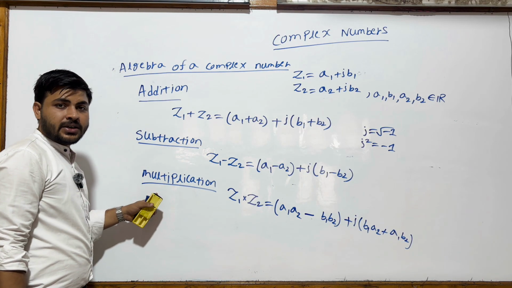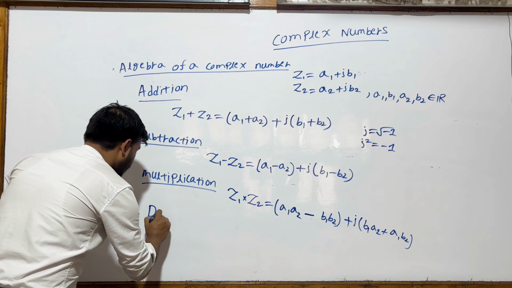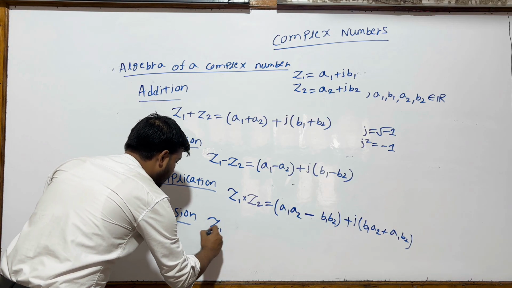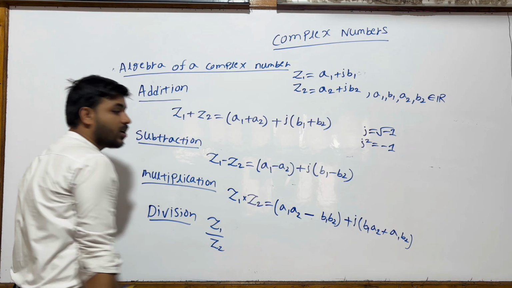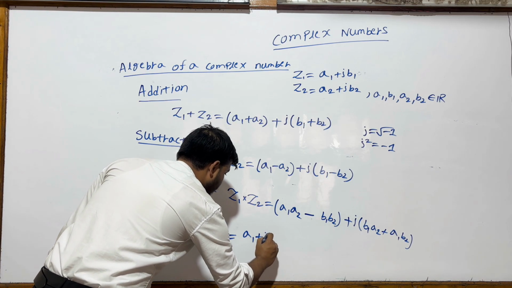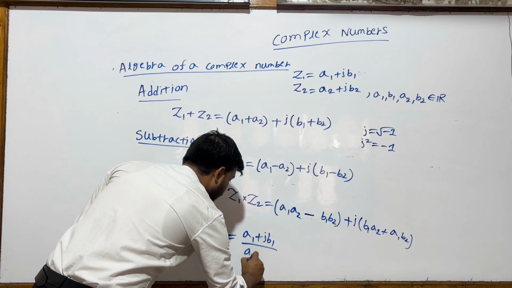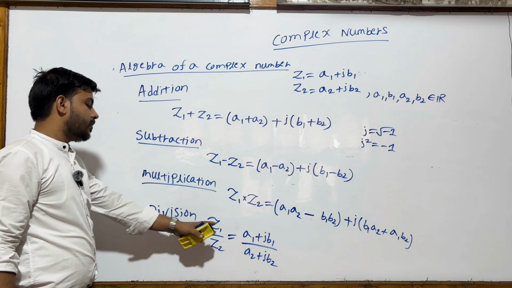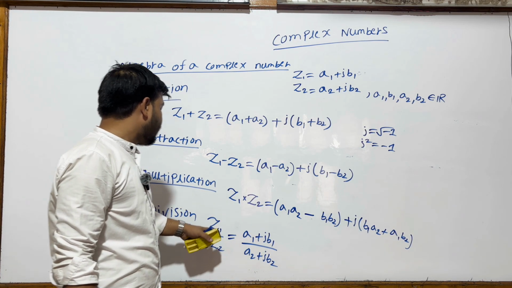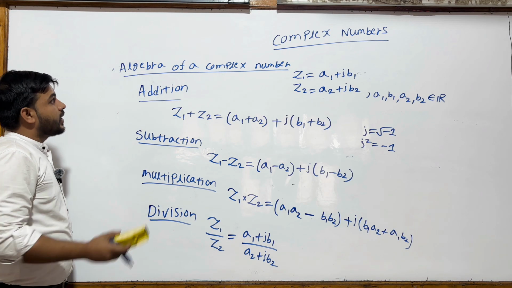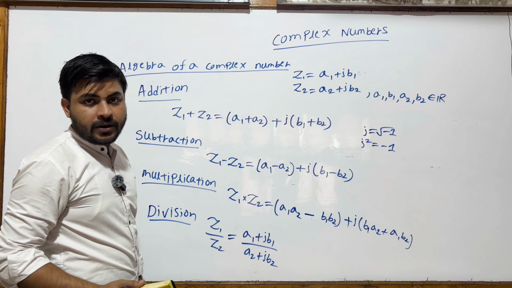And also division, that is z1 by z2. It is also a complex number: a1 plus ib1 by a2 plus ib2. It is just a multiplication by the inverse of z2. I hope you understand the algebra of a complex number.